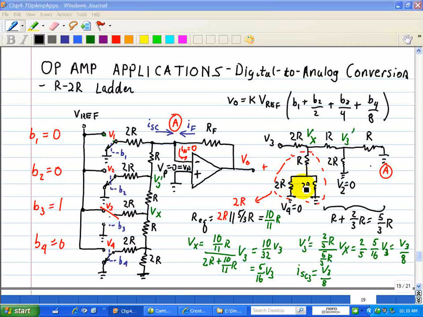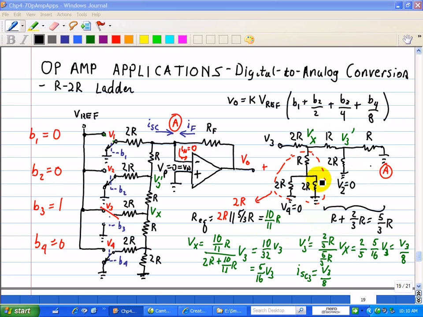But we know that 2R and 2R is R, but it's in series with this R, so the net result, circled in red in here, this dashed line circle, is simply 2R. So this 2R is connected in parallel with this 5/3 R. Doing this algebra, that yields 10/11 R. Now we know that this resistor network is all equal to 10/11 R, all shown here.